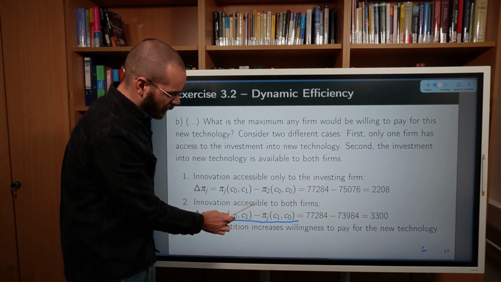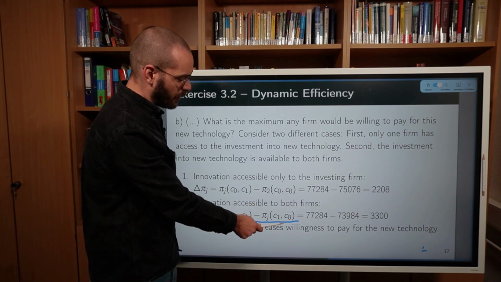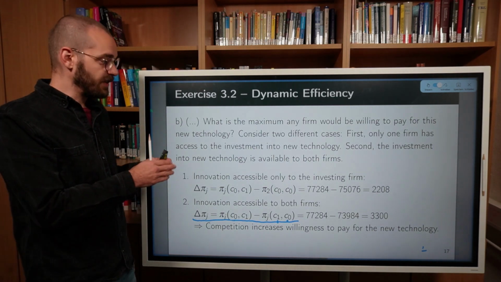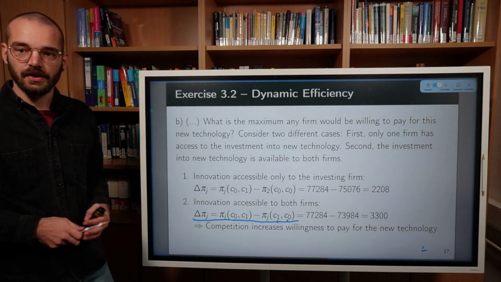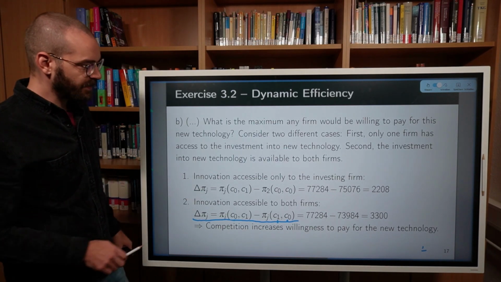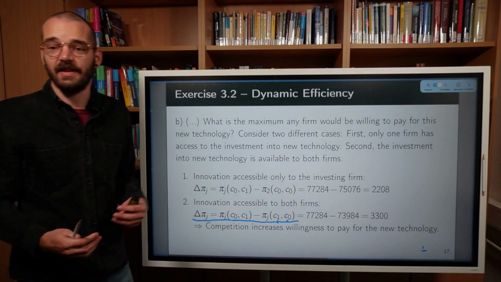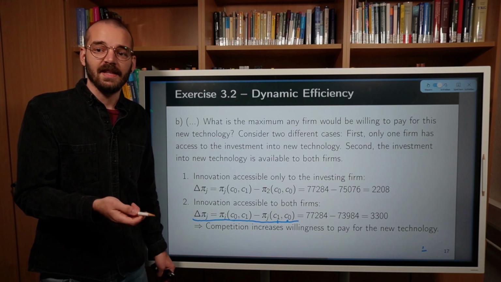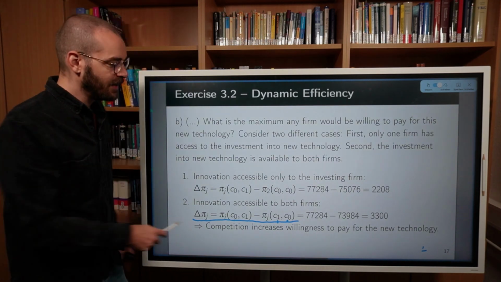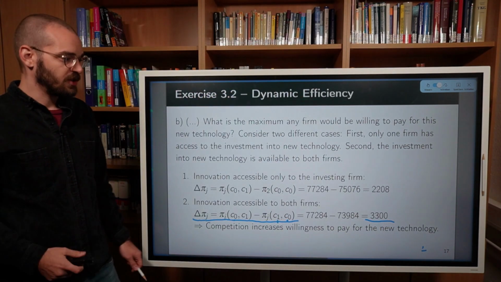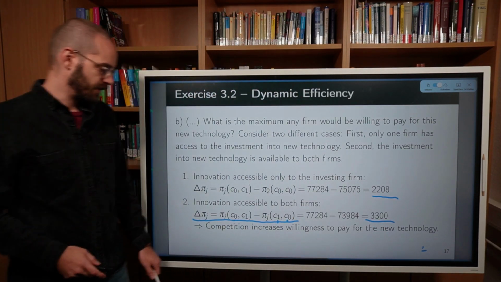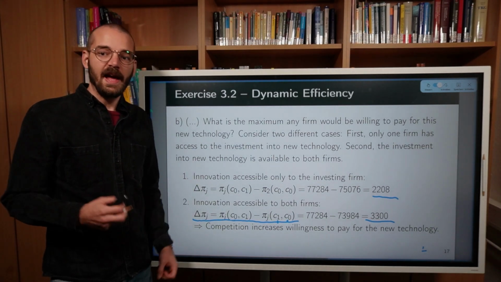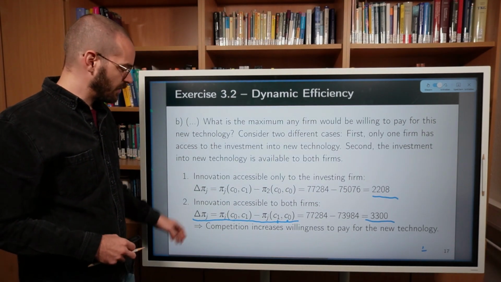But the version with which we will need to compare this is an alternative world in which firm J did not invest, but firm I did invest. Okay? Because in this case, by assumption, firm I is at least able to invest. And if we do this, we will find out that, because the comparison situation, so to speak, is getting worse for firm J, the increment in profits by choosing to be the one firm that invests and not the firm that has not invested, the profit increment is larger than in the first case, namely 3,300. Okay, now the bottom line of this is that competition, namely in this case competition concerning the access to this technology, increases the willingness to pay for the new technology.